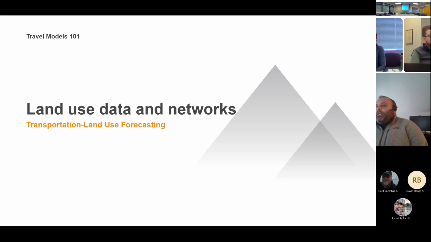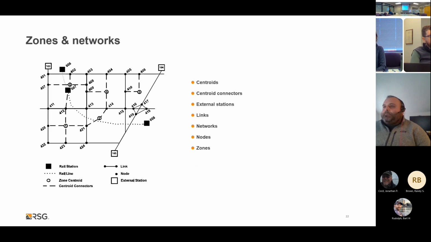So next we'll talk about land use data and networks and its context in transportation land use forecasting. So we have zones and networks. So this is an example of a travel analysis zone.